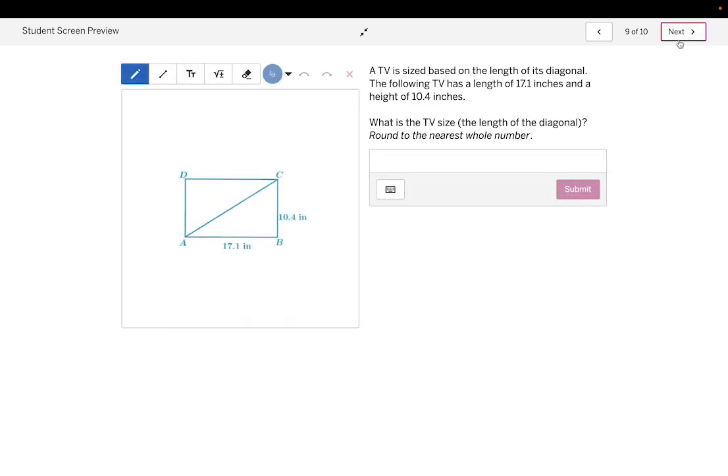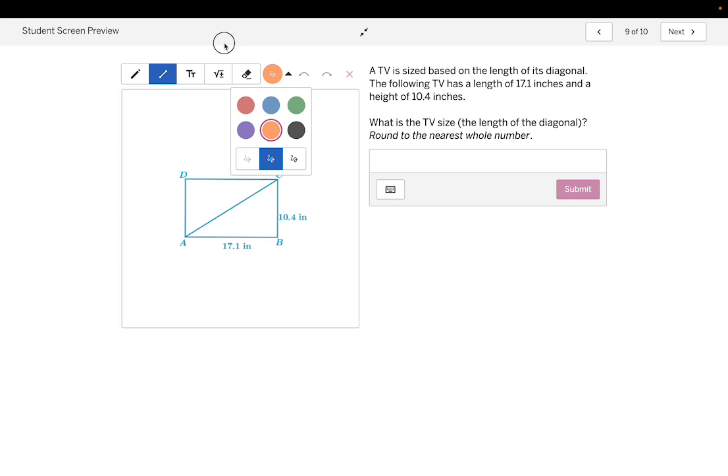All right, and then slide 9, this is like the final practice problem. It says a TV is sized based off the length of its diagonal. And that's true, like all TVs, that's how their sizes are advertised. So the diagonal AC.